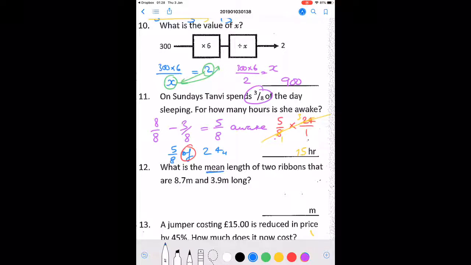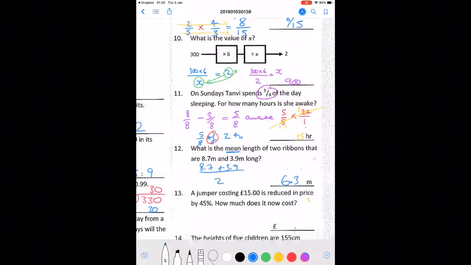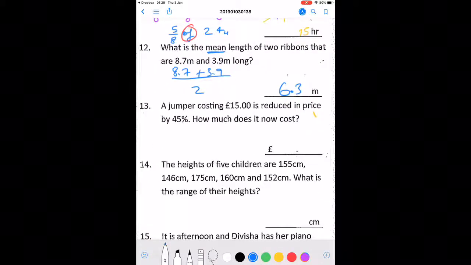What is the mean? The word mean is one of the 4 averages. We have mean, median, mode, and range. It means add up the numbers and divide by how many there are. So for number 12, we're going to do 8.7, add 3.9, and then we divide it by 2. So when we add them up, that gives us a mean of 6.3. Let's move on.